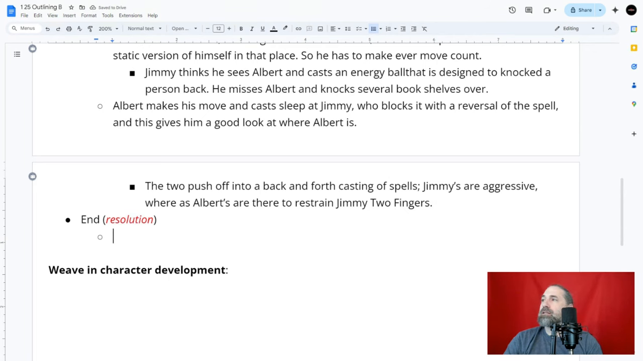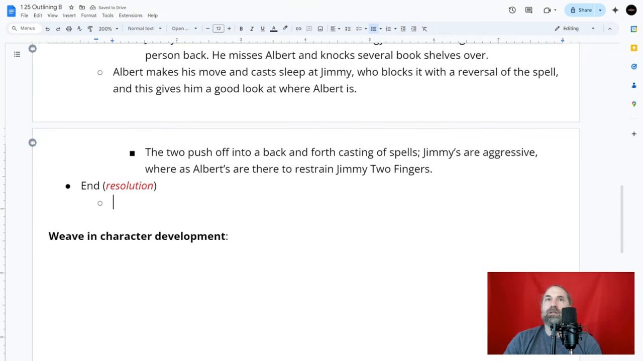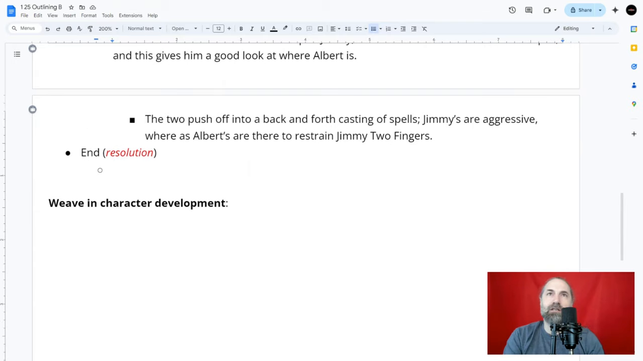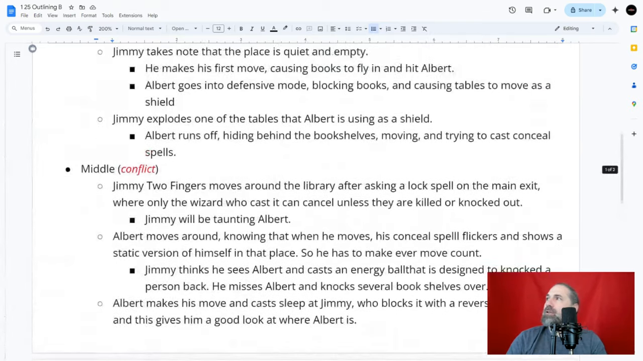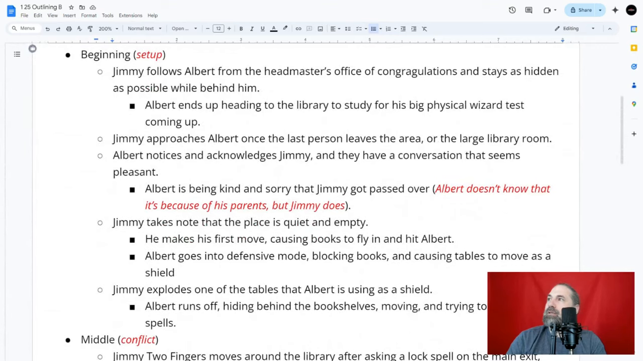All right, so that leads us into the resolution. Okay. All right, this is the way we're going to do it. Now, if you notice, in the beginning I have, five?